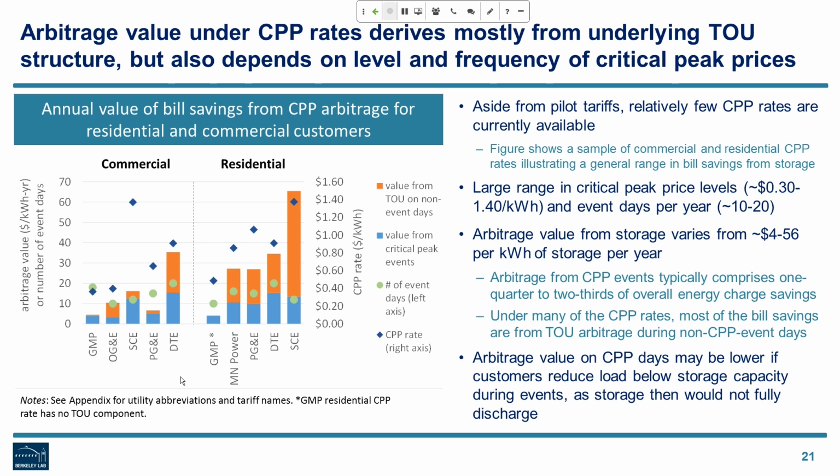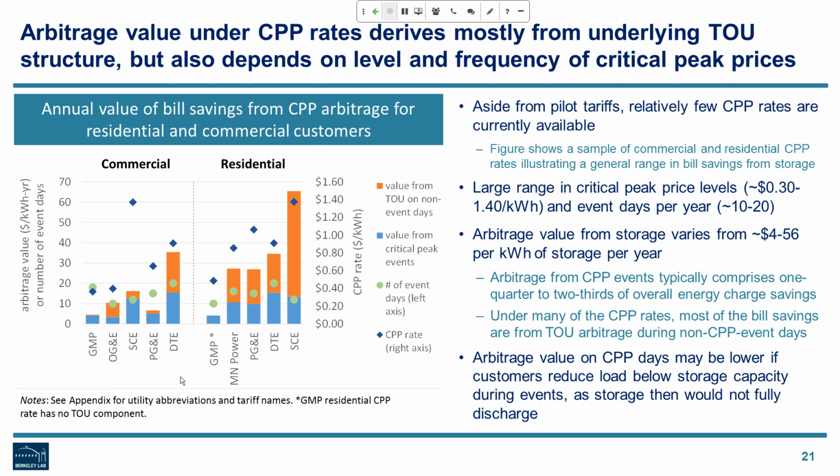and that storage is constituting a large portion of the value over the year. Arbitrage value on those CPP days could be lower if customers are independently reducing load below the storage capacity during those events, in which case storage would not fully discharge, though the incentive to do that is going to be lower with a storage system.